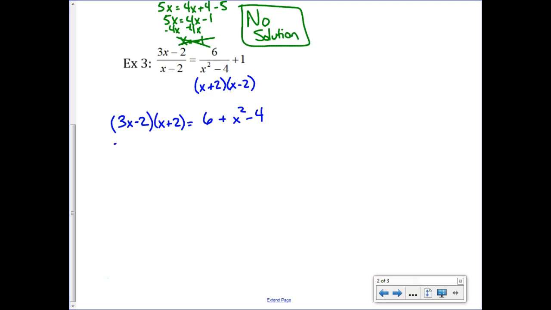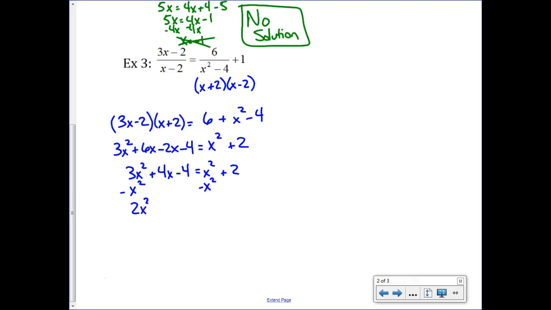So I have 3x times x is 3x squared. And then I have outside is 6x. And I have minus 2x. And I have minus 4. Over here I have x squared plus 2 if I simplify that 6 minus 4. So then I have 3x squared plus 4x minus 4 is equal to x squared plus 2. I'm going to go ahead and move everything to the left-hand side. So I get 2x squared. I'm going to subtract 2 here. So I have plus 4x, and I have minus 6 is equal to 0.